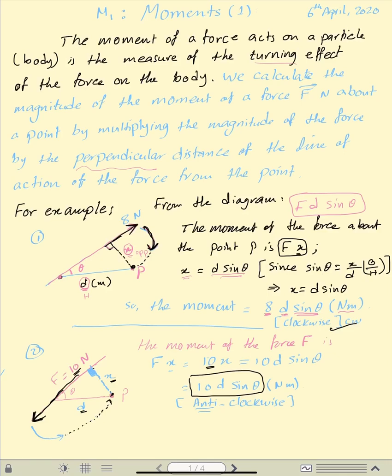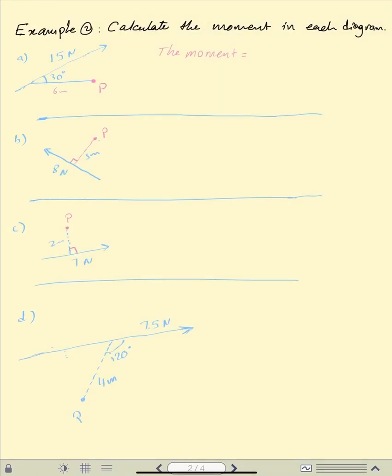Let's do more examples with numbers. We calculate the moment in each of the diagrams given. We are given the first diagram in part A. This is the force, 15 newtons in this direction, and this is the point. It is best to state the direction directly, sketch and display the direction before we calculate.